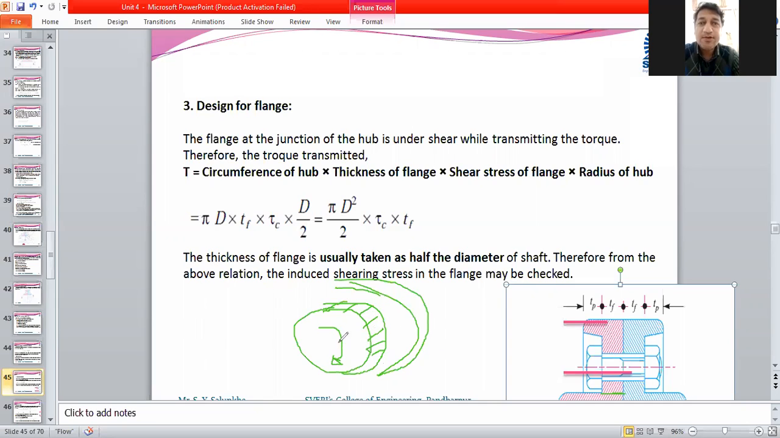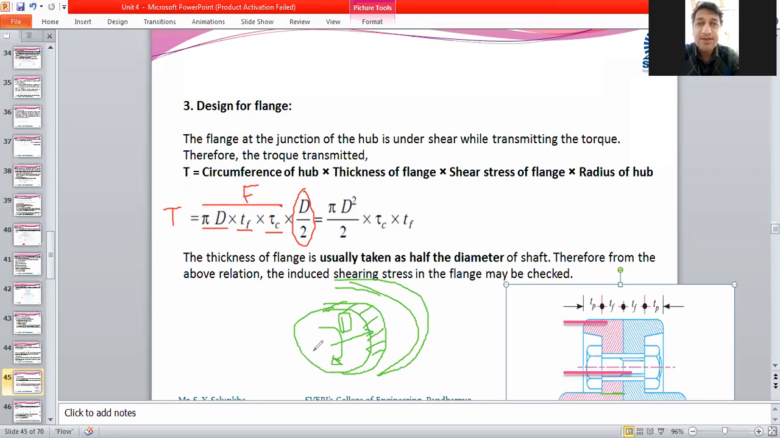So if we consider capital D as the diameter of the hub, as we have already seen in the nomenclatures, this capital D is the hub diameter. So the periphery of that hub multiplied by its thickness will be the area which is undergoing the shear. This area multiplied with the allowable shear stress becomes force, the force which you want to transmit. So force multiplied by radius becomes torque. The torque which you want to transmit is nothing but force multiplied by radius.